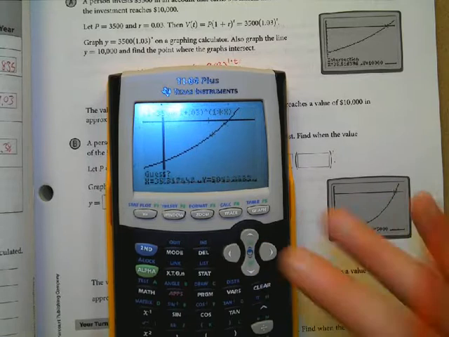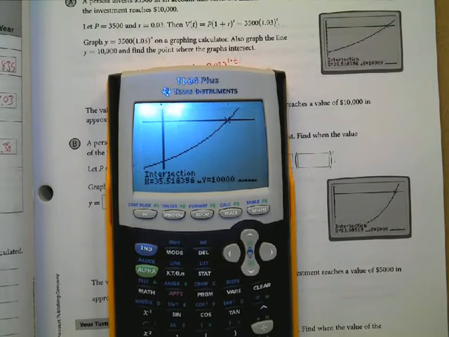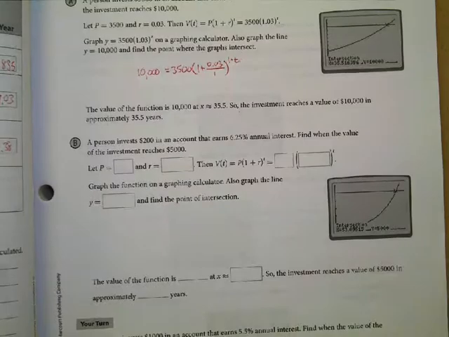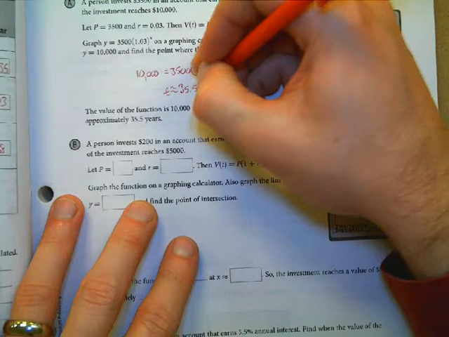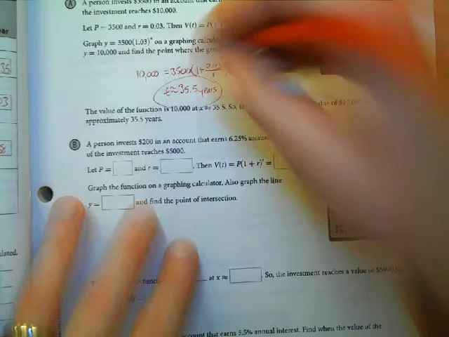Okay. I know it doesn't seem like a lot. It is kind of unfortunate, right? You have to give someone $3,500, and then 35 years later they'll give you $10,000, right?